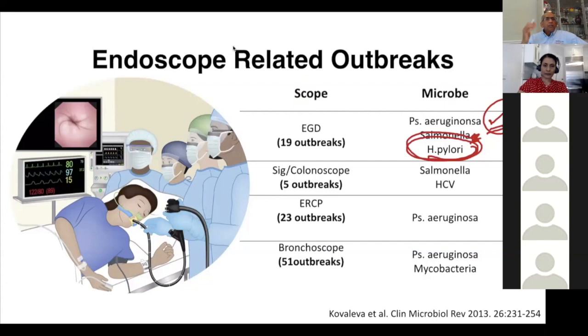So what happened was they basically tried to rectify this by moving from multiple use biopsy forceps or reusable biopsy forceps to single-use biopsy forceps. Now almost every lab uses a single-use disposable biopsy forceps. Then when you come down to HCV infection, there were lots of outbreaks.